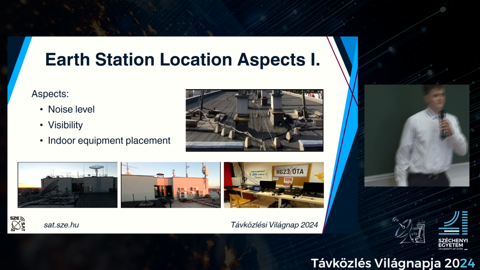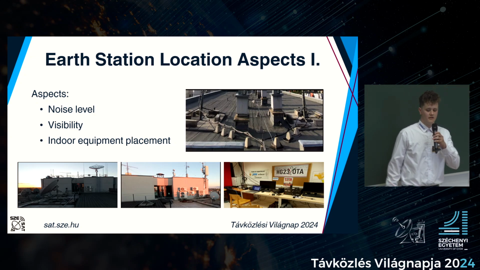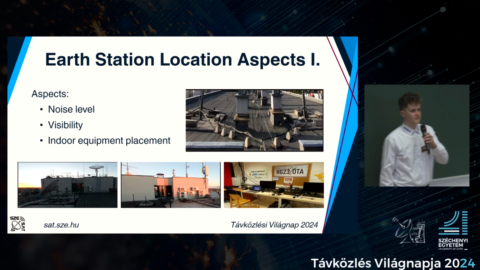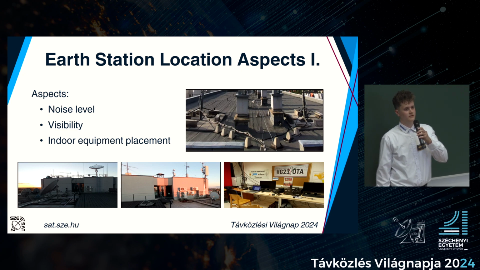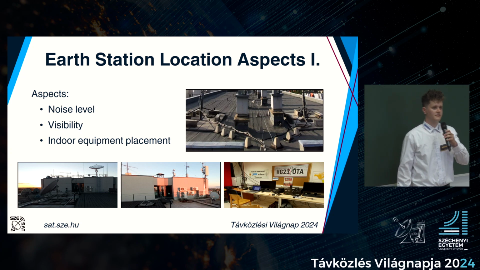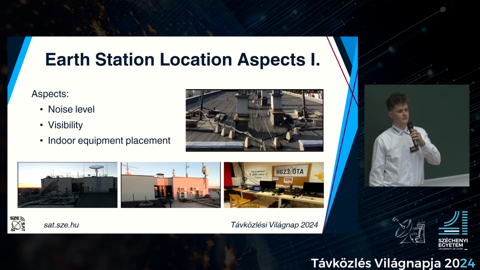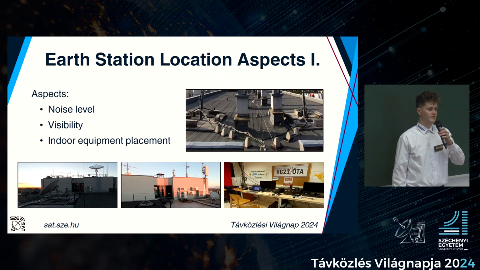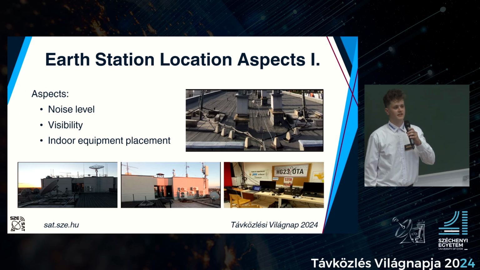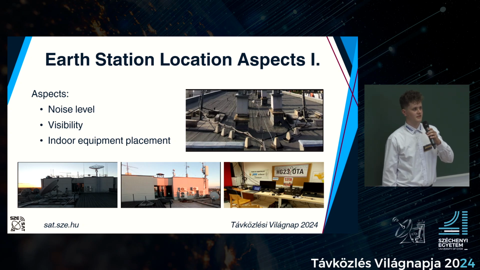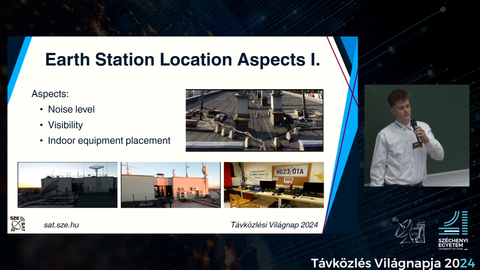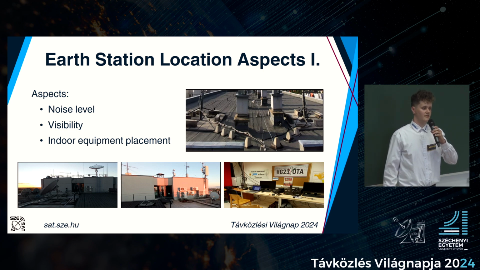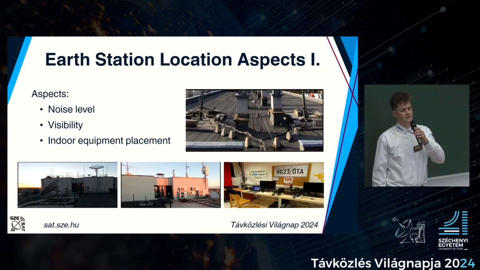There are multiple aspects to choosing the right location: the noise level, visibility, and indoor equipment placement. We could have chosen from two options. One was the top of the radio club, and the other was the roof of the building. The top of the radio club was chosen because it has much lower noise levels, and this way better quality radio calls can be made.